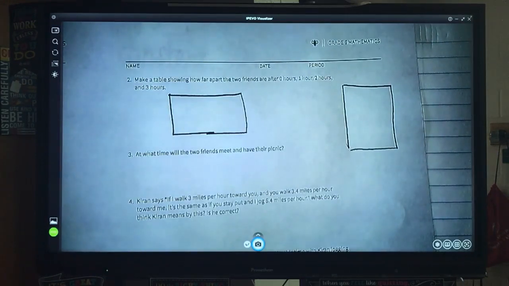It's not per minute. What about 3 hours? Per hour. Each hour. After each hour, they lost 3.4 and 3 miles.